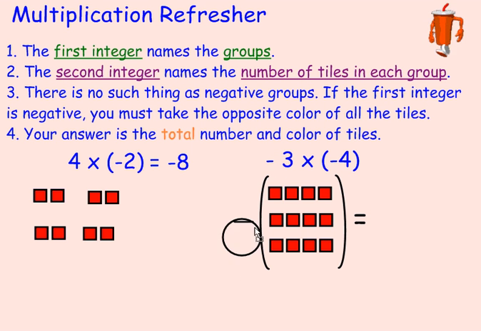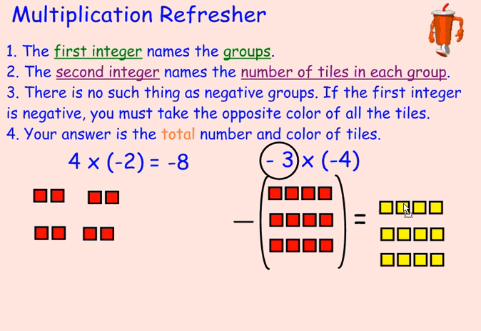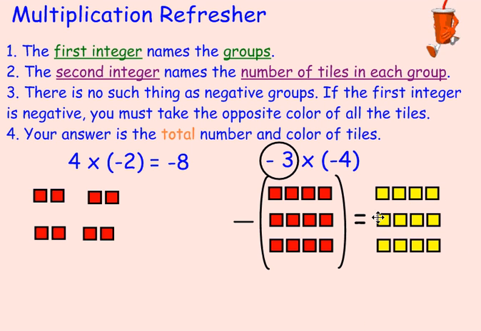There is no such thing as negative groups. So if the first integer is negative, I must take the opposite color of all the tiles. And the way we show that is by changing the color with these parentheses. We're taking the opposite color of red, which of course is yellow. The opposite of negative is positive. And we still have 12 tiles, but we're going to call them positive 12 tiles.